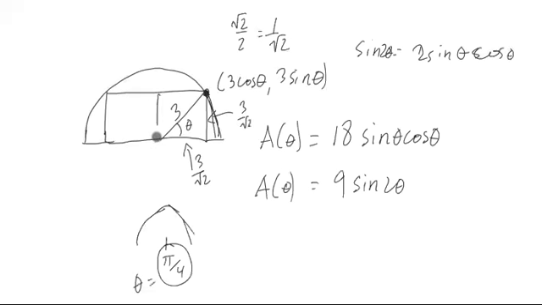So the area of this particular part right here would just be 9 over 2 at the maximum. And you just double that, so to be an area of 9. So the maximum area inscribed inside the semicircle of radius 3 would just simply be 9.